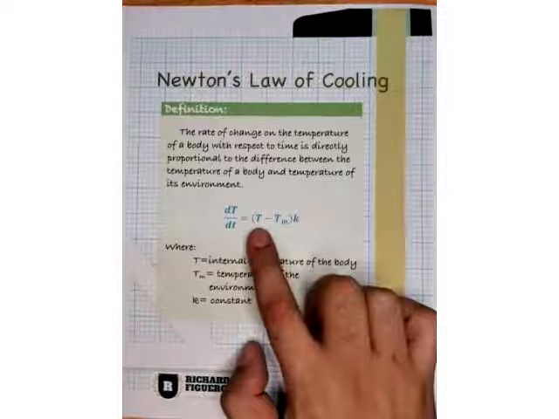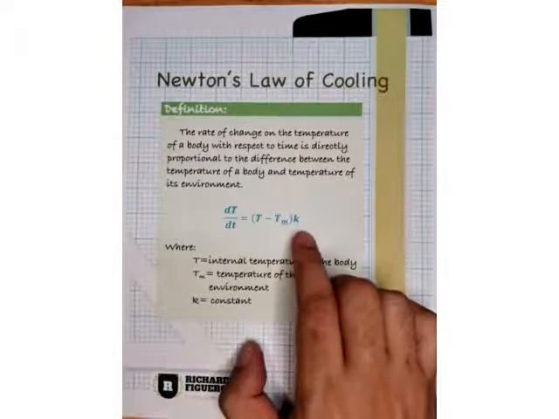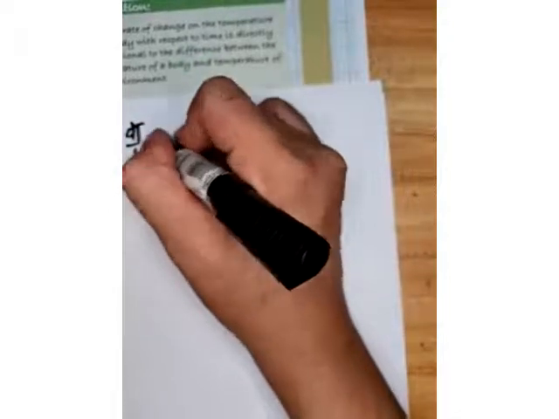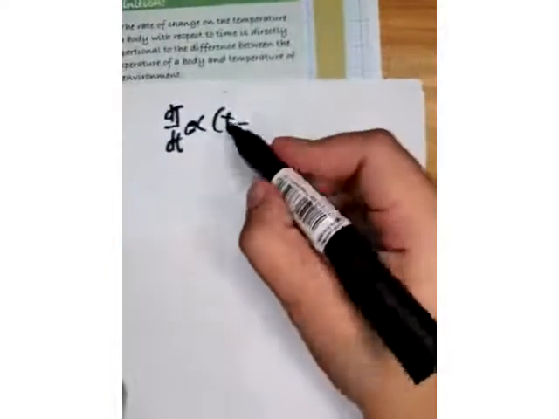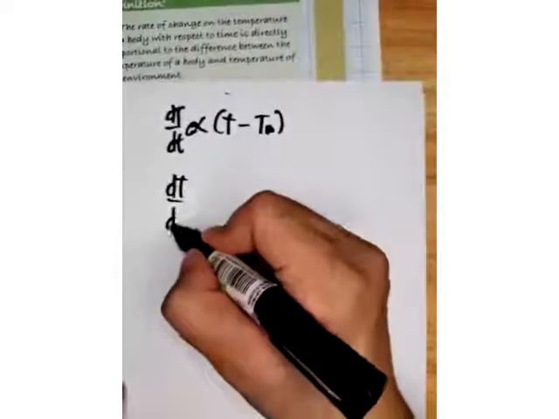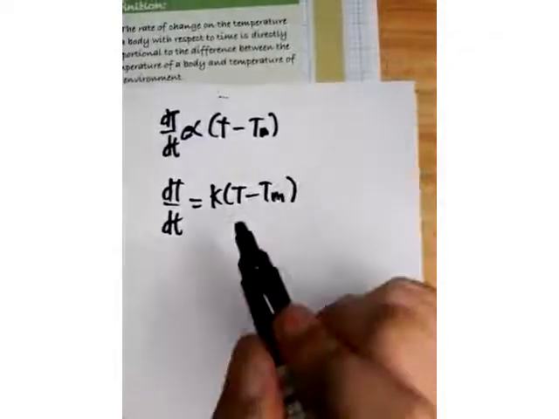So yung T dito, that is the temperature of the body, and then yung Tm is the temperature of the environment. So that is K, or that is the proportionality constant. But if you will write the equation for the definition, it means that the rate of change of temperature with respect to time is proportional to the difference between the temperature of the body and the temperature of the environment. So that means the rate of change of the temperature is equal to K times (T minus Tm). Ayan. So what does this mean?